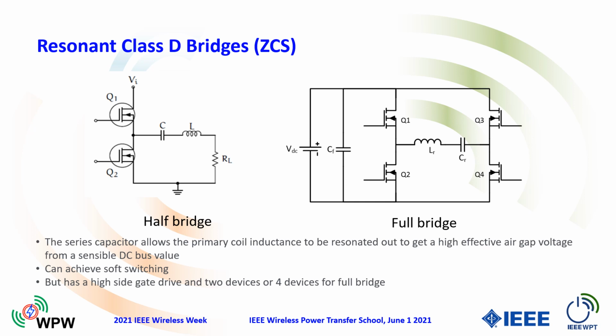So here's a resonant class D solution in a half bridge and a full bridge solution. There's a series capacitor with the transmit coil, which is just called L in this case. And you can get soft switching with these systems, but again, getting that to operate well at megahertz at decent power levels is really quite challenging. And as you can see, it uses either 2 or more likely 4 transistors.